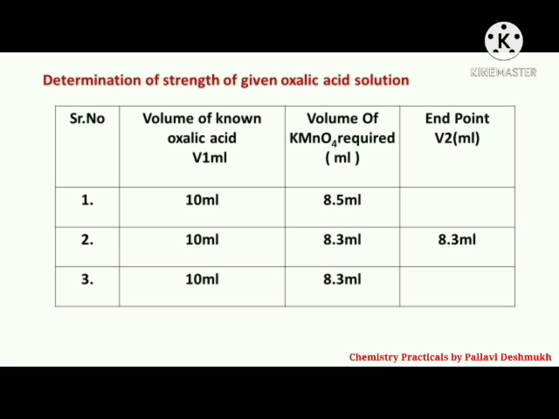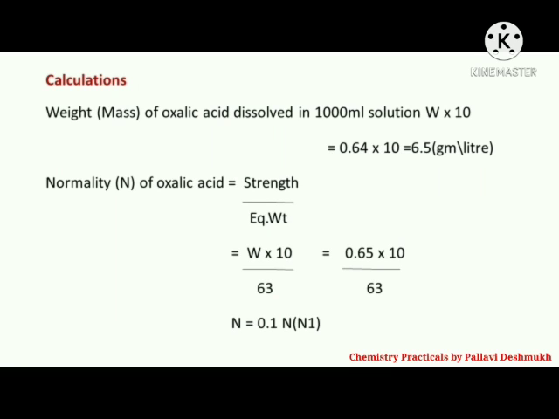This table is for the determination of strength of the given oxalic acid solution, and from this table we can say that 8.3 ml of KMnO4 is required for the titration of 10 ml of unknown oxalic acid solution. The calculations: the weight of oxalic acid dissolved in 1000 ml of this solution is equal to W into 10, that is the weight of oxalic acid exactly taken into 10, which is 6.5 gram per liter. From that the normality of oxalic acid can be calculated by using the formula strength upon equivalent weight. So we get the normality of oxalic acid as 0.1 normal.